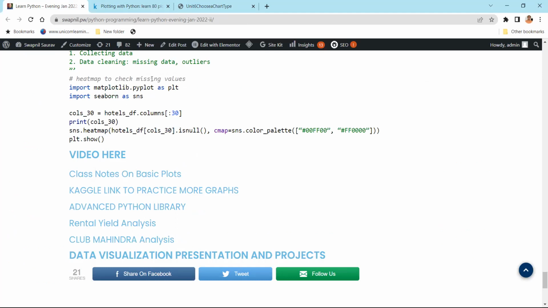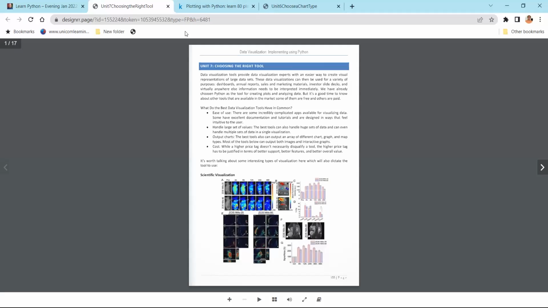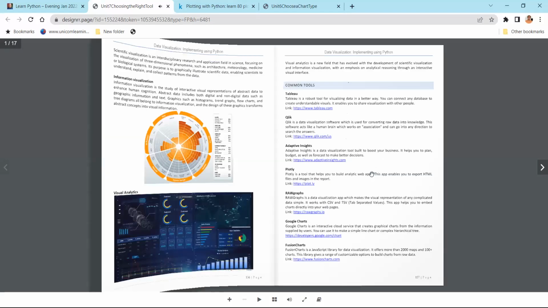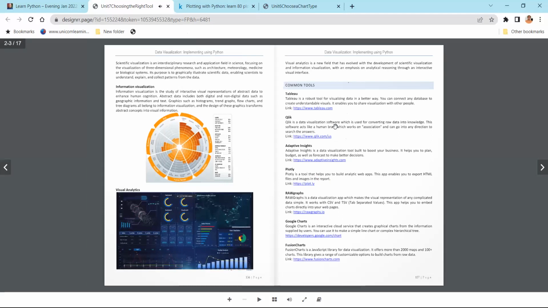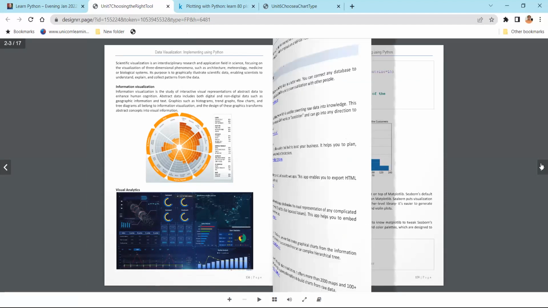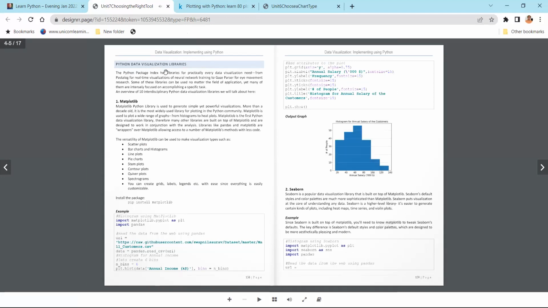what a joy plot is. Now, the content which I have here is to demonstrate the other advanced packages that are there in Python apart from matplotlib. Matplotlib is basic. You need to have matplotlib, but apart from that, the first part talks about tools. So you have Tableau, Qlik, Power BI, Adaptive Insights. These are different tools. Google Charts, Fusion Charts. If you want to plot a map, Google Charts is helpful. So this talks about common tools apart from Python, and then from here you have Python libraries.